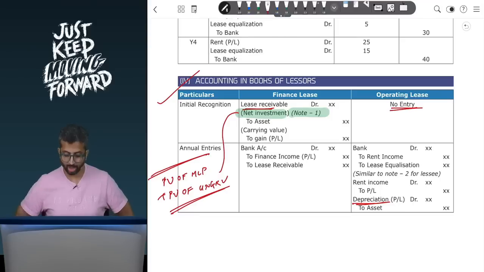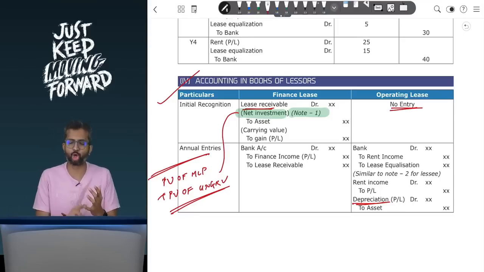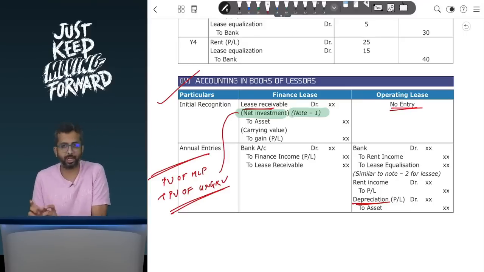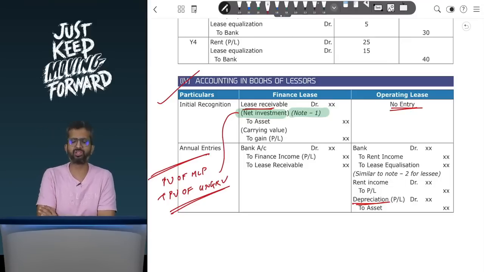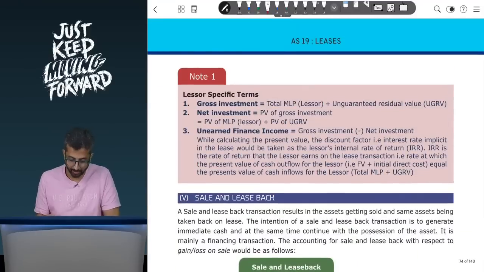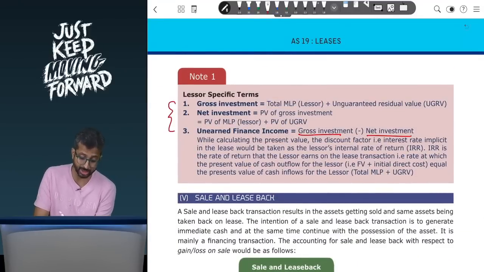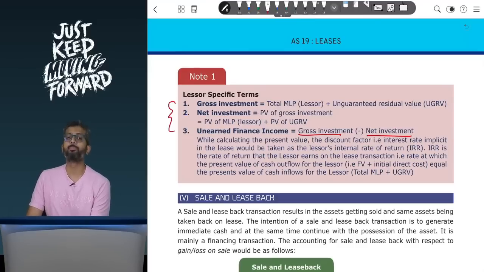So three important terms which are lessor specific terms: gross investment, that is MLP plus unguaranteed residual value. Net investment is the PV of MLP plus the PV of UGRV. It is the present value of gross investment. And there is something called unearned finance income, which is the difference between gross investment and net investment. So if the question asks you any of these three terms, be mindful that they are asking you to show the accounting in the books of the lessor only.